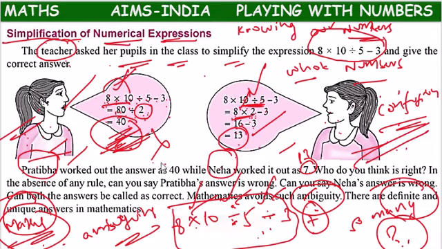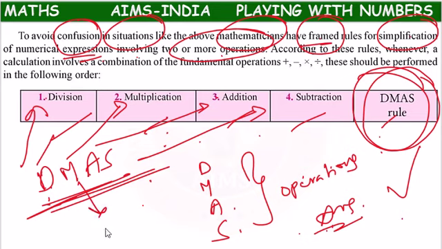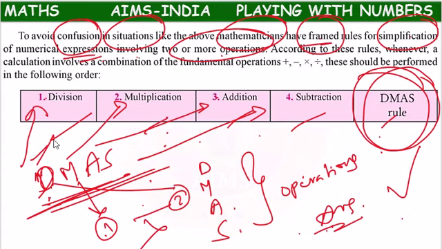So the numbers are the same and the operations are the same, but the way of doing the operations is different. First, which operation to be done? That is very, very important. If you simplify without following this DMAS rule, the answers will be wrong. If you perform multiplication before division, it will be wrong. According to the DMAS rule, division only you have to do first.